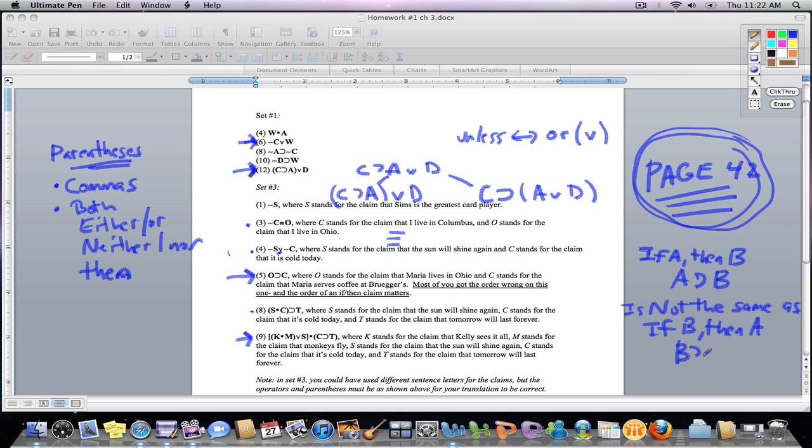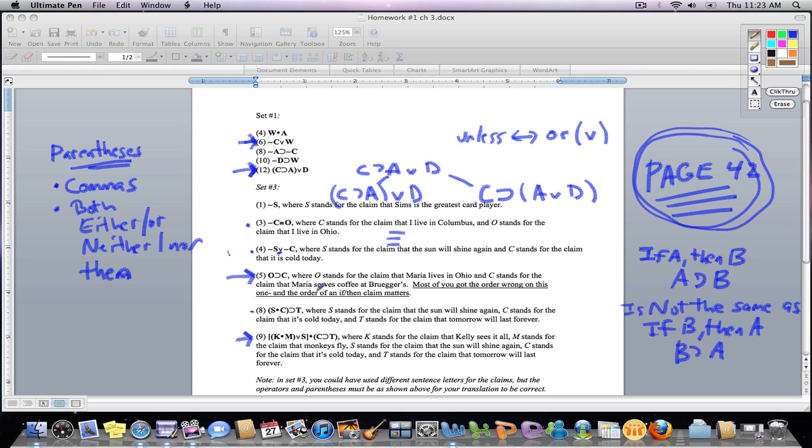Okay, we write if B then A as B horseshoe A. None of the other operators are order sensitive, but if-then absolutely is. Now, how do we tell? We just got to look at the language, but you can also memorize some forms. In this particular case, it says Maria serves coffee at Brugger's if she lives in Ohio. So the question is, if we say M is Maria serves coffee at Brugger's and O, Maria lives in Ohio, okay, that's a little confusing here.